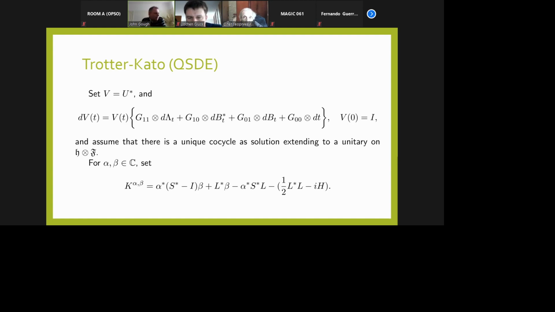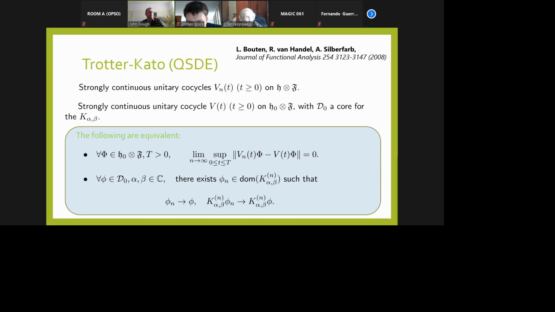So for the usual SL and H, and for any pair of complex numbers alpha and beta, we'll just introduce the following operator, K alpha beta, which is this amalgam coming from the coefficients of the quantum stochastic differential equation. Right, so what they were able to show was a specific type of Trotter-Kato result which applied to quantum stochastic differential equations.